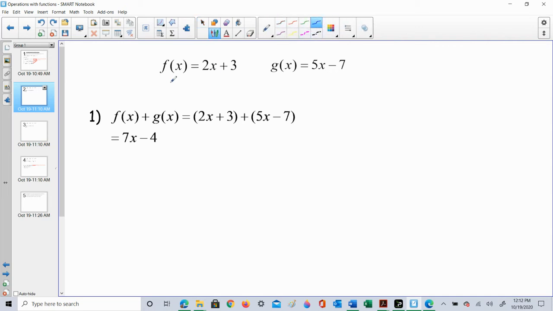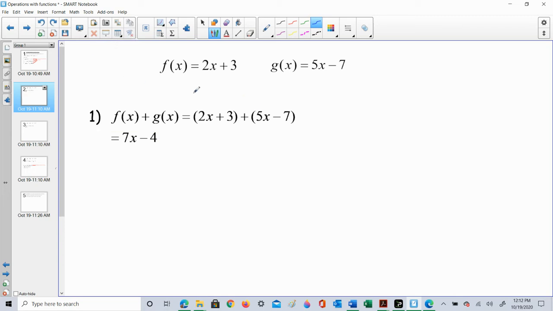And I like blue. So f of x plus g of x is equal to, instead of f of x, we write 2x plus 3. Instead of g of x, we write 5x minus 7. So we're going to add like terms. That's all we're doing. 2x plus 5x is 7x. 3 plus negative 7 is negative 4. So our final answer is just this, 7x minus 4. f of x plus g of x is equal to 7x minus 4.